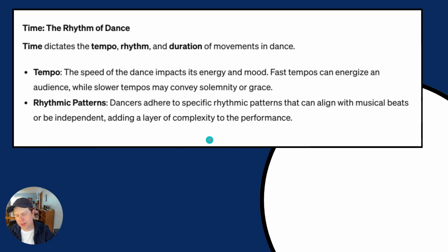Time is the rhythm of dance. Time dictates the tempo, rhythm, and duration of movements in dance. Tempo is the speed of the dance, and it impacts its energy and mood. Fast tempos can energize an audience, while slower tempos may convey solemnity or grace. Rhythmic patterns are involved here, and dancers adhere to specific rhythmic patterns that can align with musical beats or be independent, adding a layer of complexity to the performance as a whole.